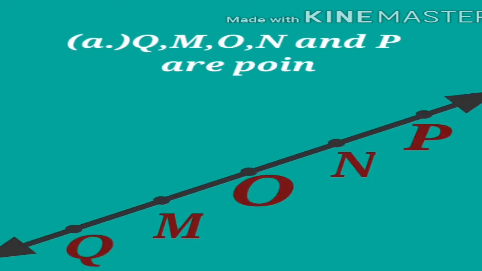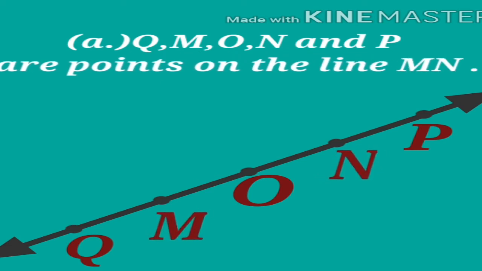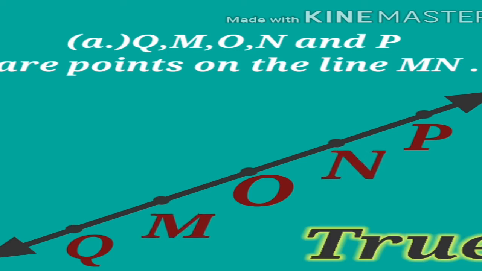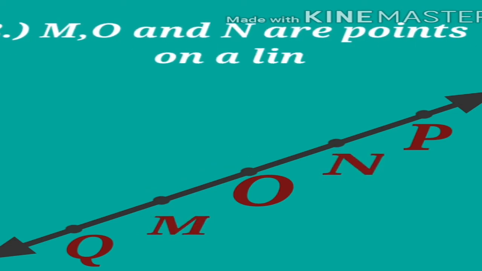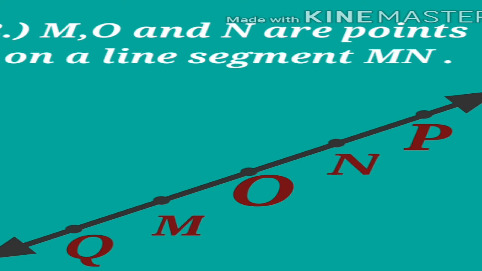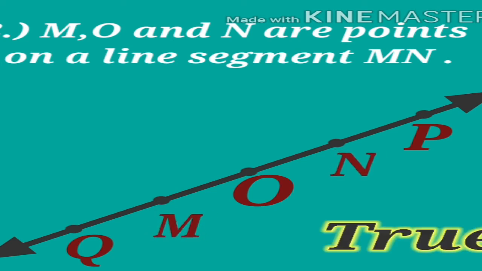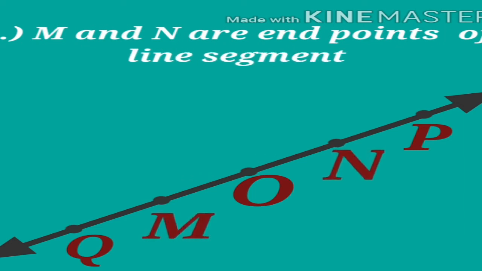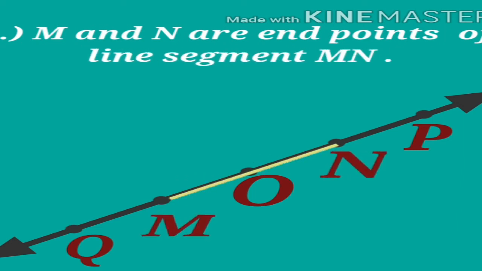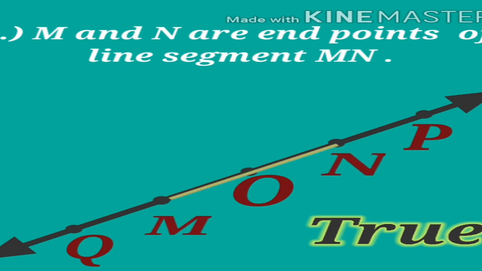Next we do true false. Q, M, O, N and P are points on line MN. That is true. As shown in the picture, all points are lying on the line. So it's true. M, O and N are points on line segment MN. O lies in the middle of MN, so it's true. M and N are endpoints of line segment MN. Clear from the picture? So the answer is true.